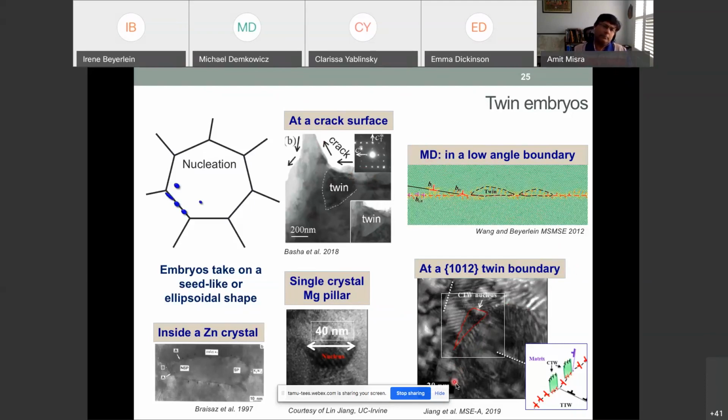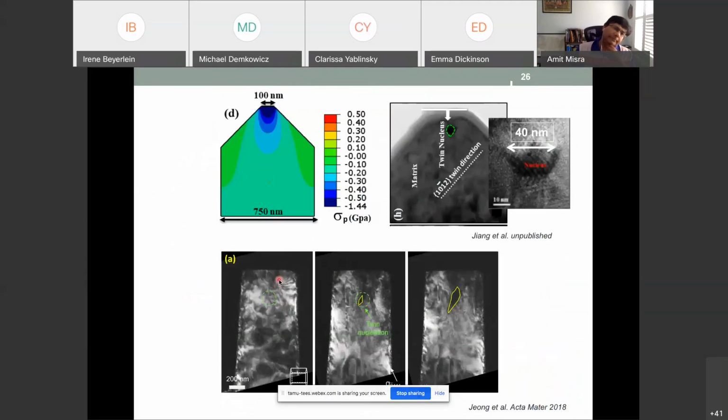This is another recent work where this is a pre-existing twin boundary, and then under subsequent load, another twin nucleus of some other type of twin has formed. And so what I want to impress upon you is this seed-like or ellipsoidal shape of these twins. And they do start off as these finite size embryos.